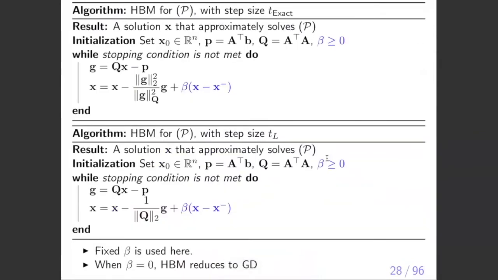Let's look at the algorithm. Basically, it's the same. Previously, without the blue color, is the gradient algorithm. Now with the HBM, I just have the new thing in blue. The new thing is that in the initialization, you need to guess this value. And if you pick beta as 0, then this disappears, and you just reduce to gradient descent.